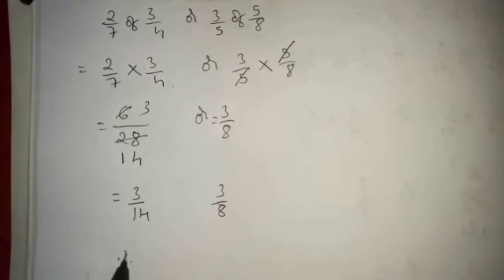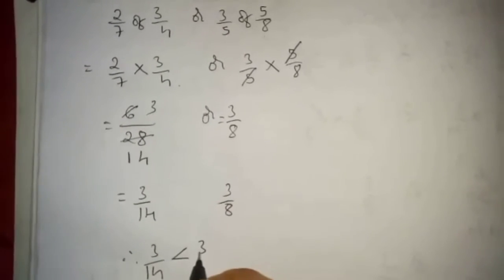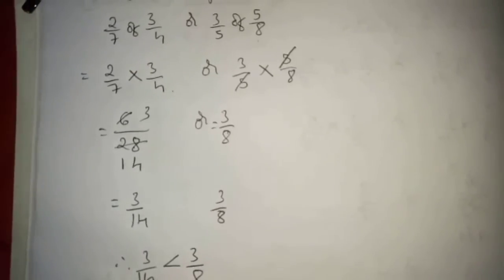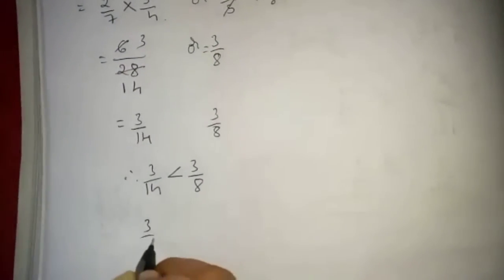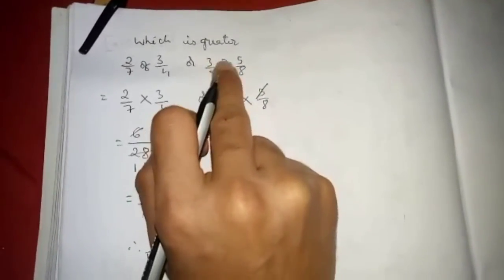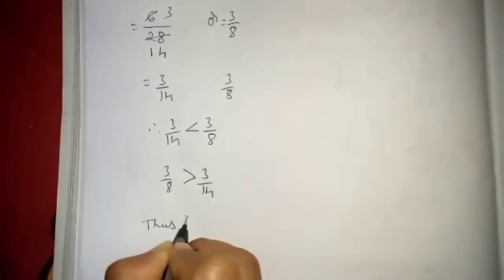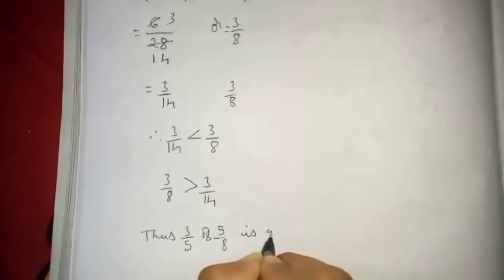So what can we say? Therefore 3 by 14 is smaller than 3 by 8. Or what can we say? Now they have asked for greater only, so we'll write the greater number first. So 3 by 8 is greater than 3 by 14. What is the actual one? 3 by 8 is this, right? This is the question they have given, 3 by 5 of 5 by 8. So 3 by 5 of 5 by 8 is greater.